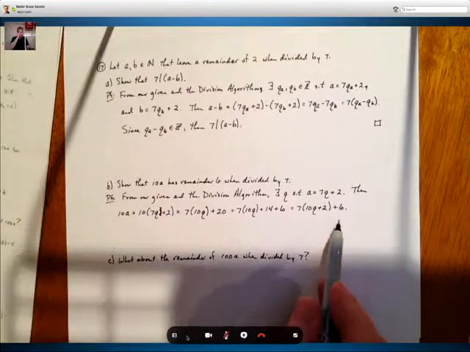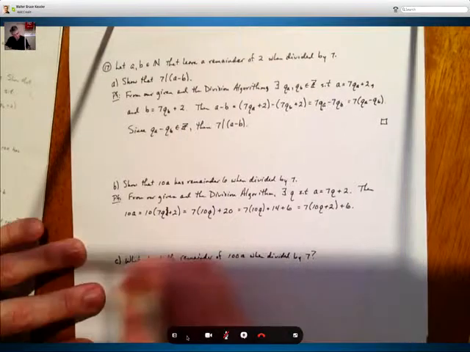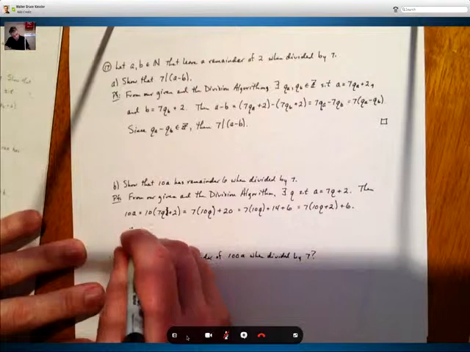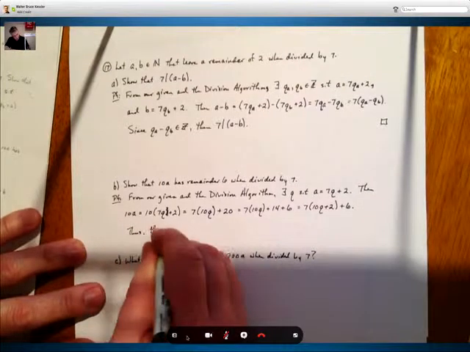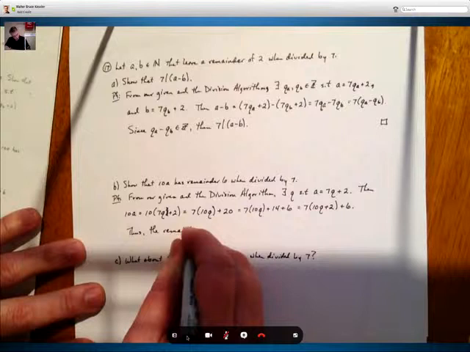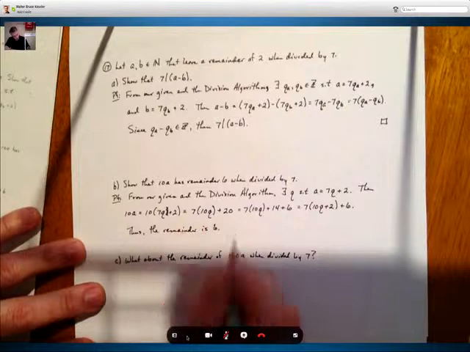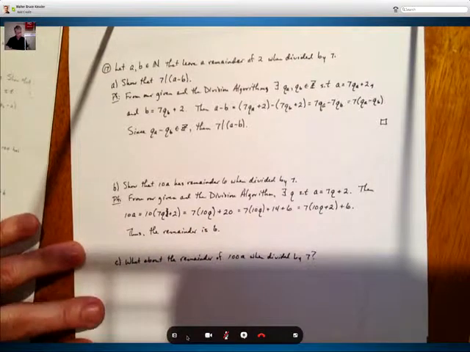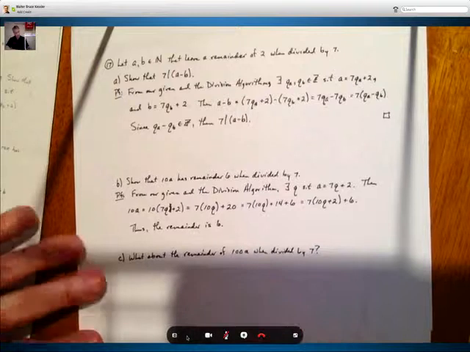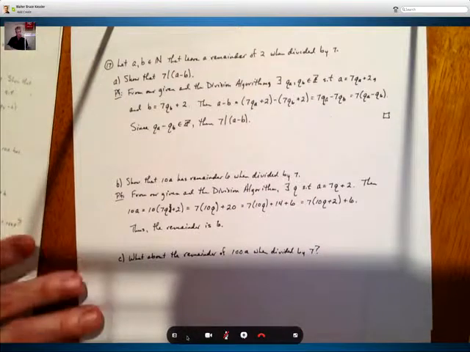And that's all you have to show. Here you go. There's your remainder. It's in the right range. It's bigger than 0, less than 7. So, thus, the remainder is a 6.